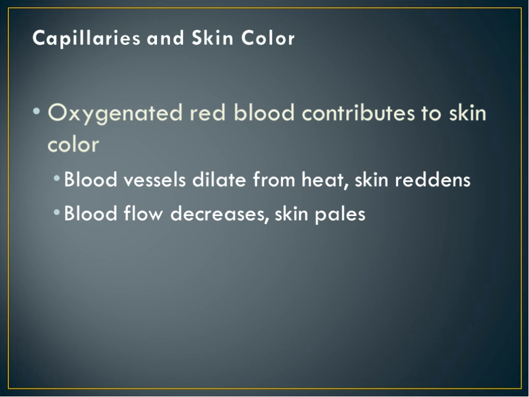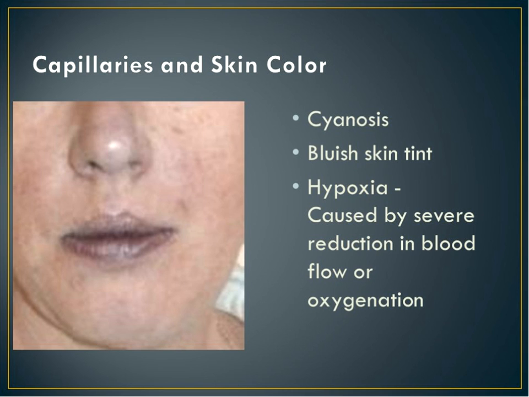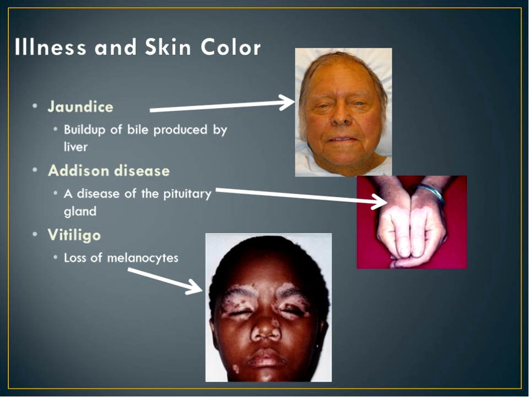So other coloring changes can happen with the skin. Oxygenation also contributes to the color of the skin. When blood vessels dilate because they're hot, the skin can redden. If the blood flow decreases, those blood vessels will constrict and pull away from the surface of the skin, so the skin looks a bit more pale. Cyanosis is a bluish tint to the skin that's caused by hypoxia, which is a severe reduction in blood flow. Therefore, oxygenated cells aren't getting to that area, and you notice it as a bluish color of the skin. Depending on why this hypoxia has taken place, especially if you see it in little babies, it could be life-threatening. So we don't want to see this bluish tint to the skin.